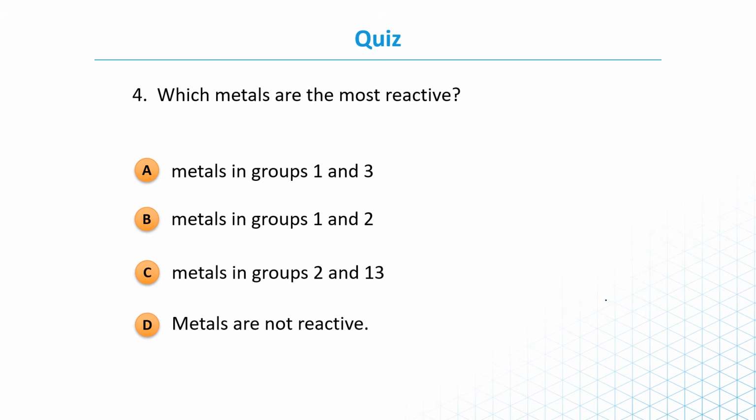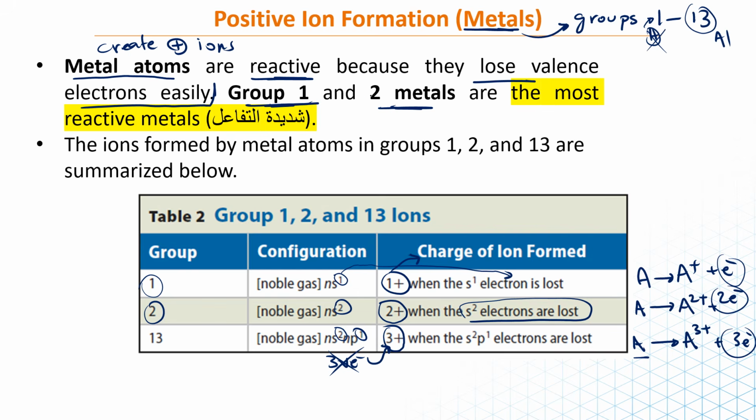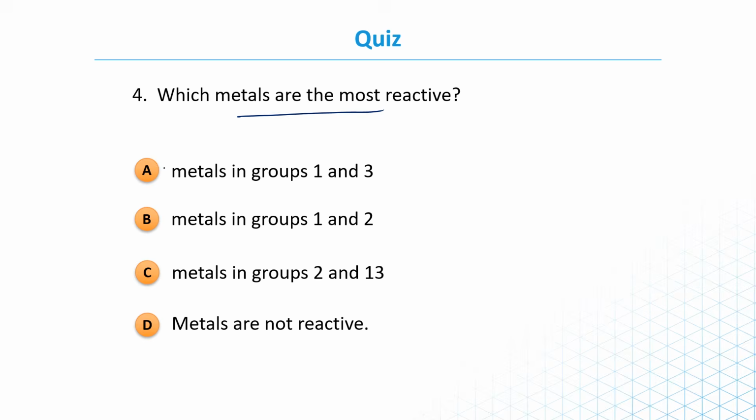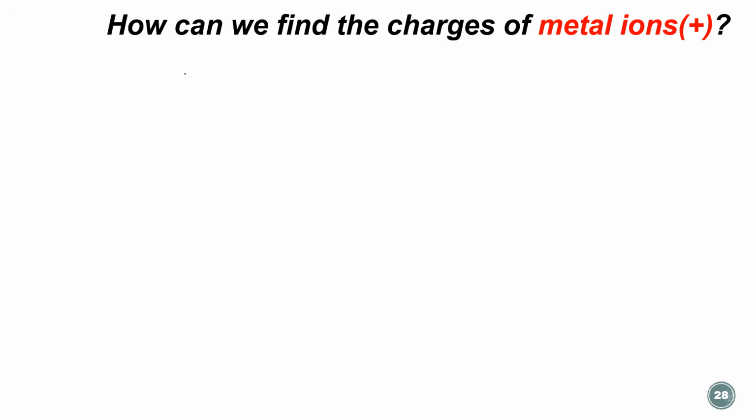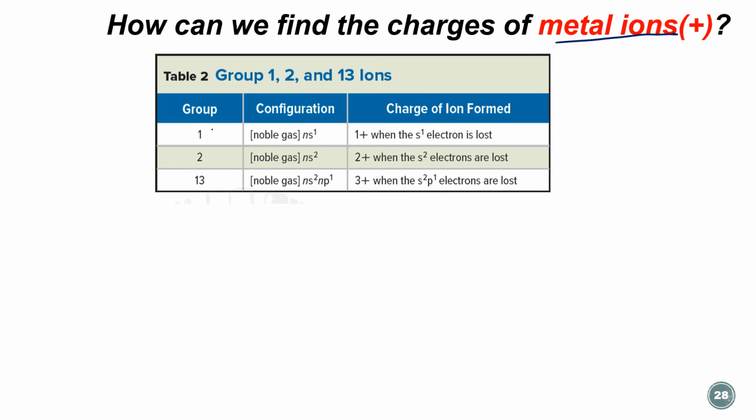Okay guys? So which metals are the most reactive? We saw it here, right? Group 1 and group 2 metals. Now, how can we find the charges of metal ions? So as I told you, the charges are from the groups. If you are in group 1, your charge will be plus 1. Group 2, طبعا group 2 في الجدول الدوري in the periodic table. Okay? Group 2, positive 2. Group 13, positive 3. Alright guys?